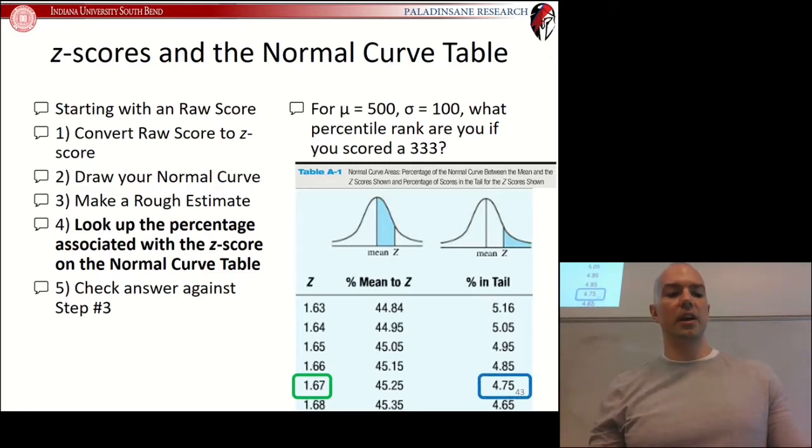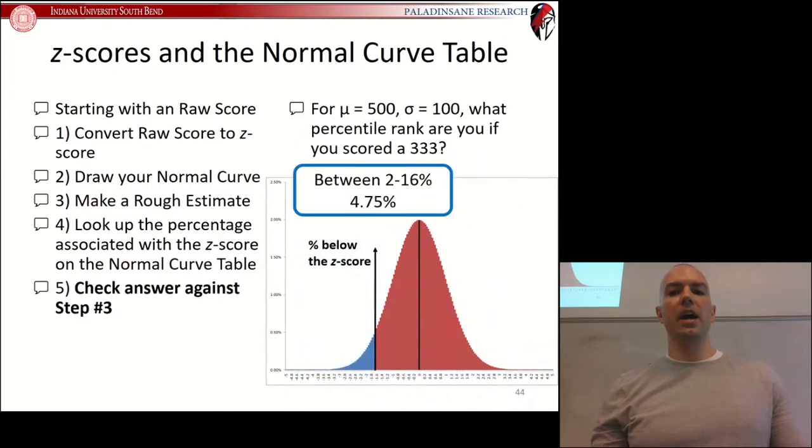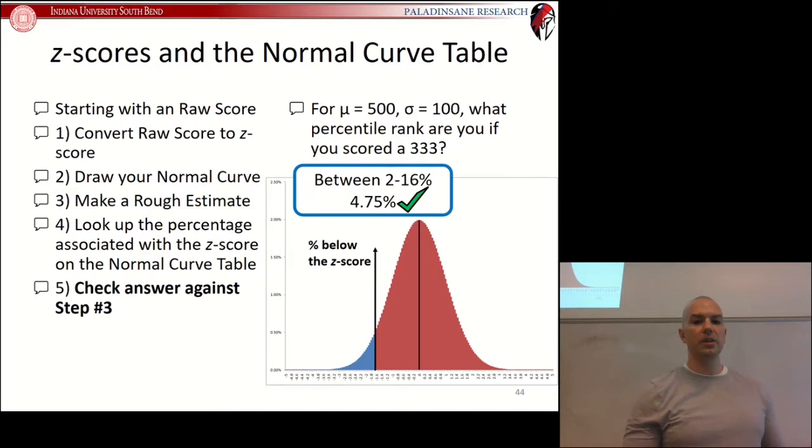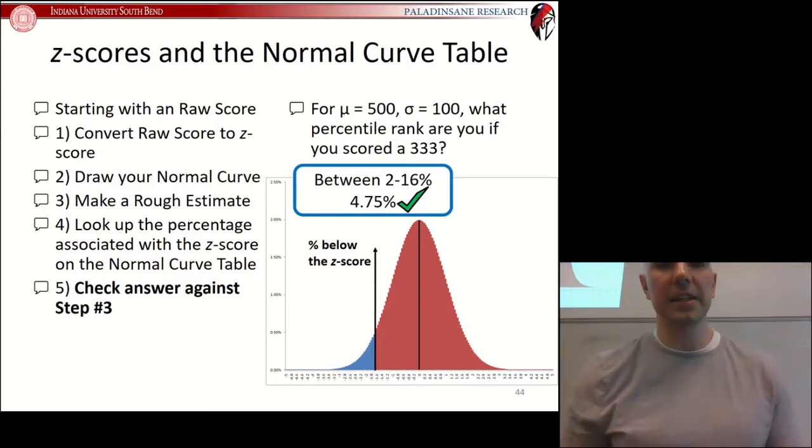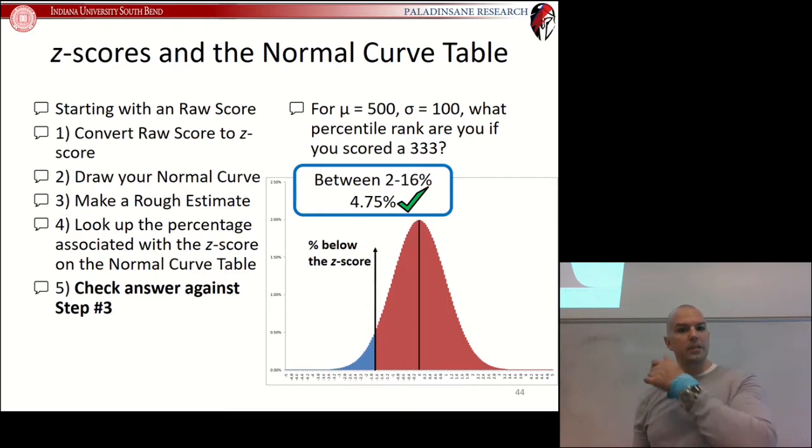We check it against our estimate. 4.75 is between 2 and 16%. So that's our final answer. In this case, if you get a score of 333 on a section of the SATs, you are in the 4.75th percentile, which means that 95% of the population scored higher than you, which means that you probably should take that SAT again. All right, so that's starting with a raw score and ending up with a percentage. Any questions on that?